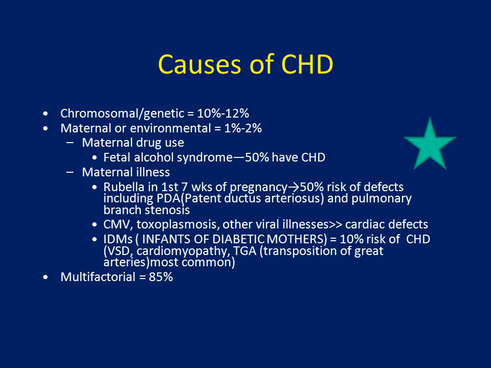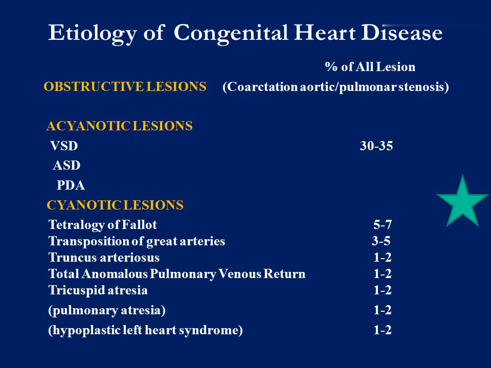IDMs, infants of diabetic mothers, have a 10% risk of CHD: VSD, cardiomyopathy, and TGA, transposition of great arteries, most common. Multifactorial equals 85%. Etiology of congenital heart disease.